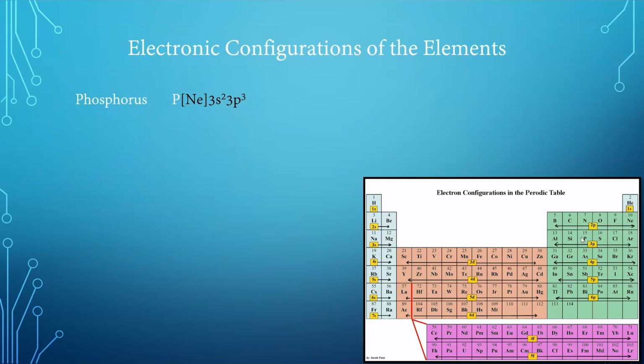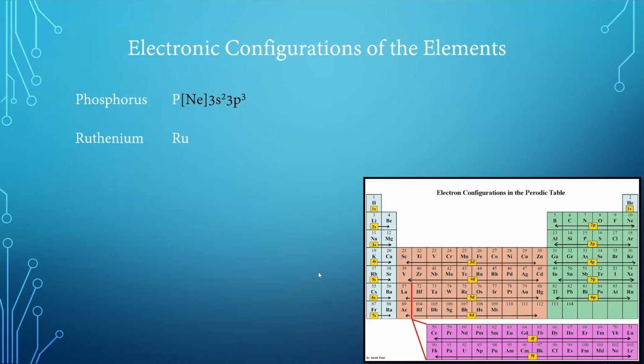A good way to check your work, especially when you're using larger atoms, is to count the electrons. When your electronic configuration is done, it should have 15, no more and no less. We have 10 for neon, plus 2 and 3, that's 15 electrons. That's a good sign that you've probably done it correctly.